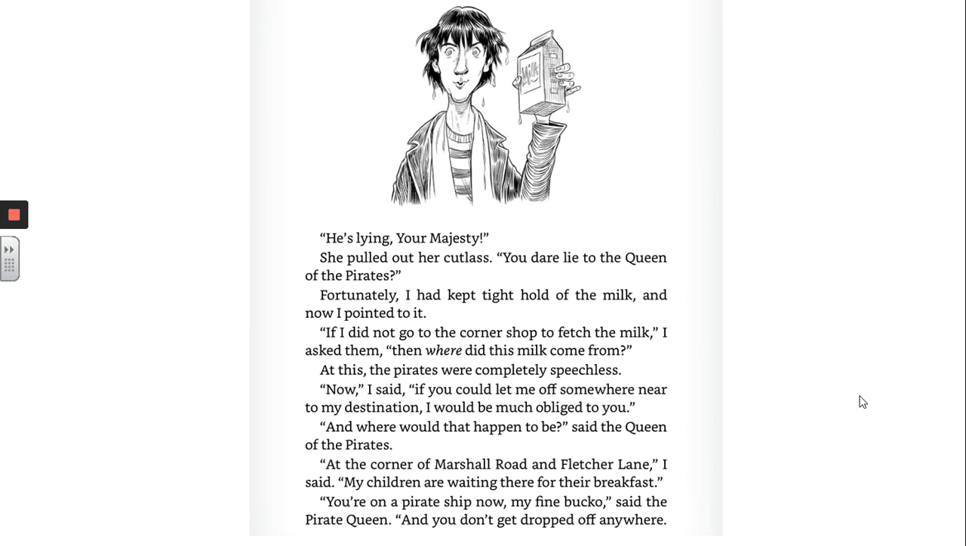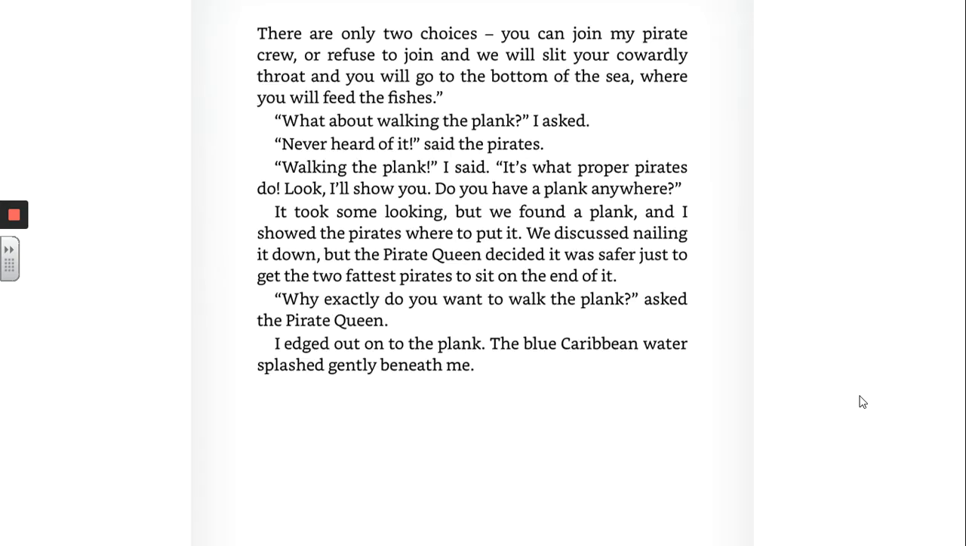Now, I said, if you could let me off somewhere near to my destination, I would be much obliged to you. And where would that be? said the Queen of Pirates. At the corner of Marshall Road and Fletcher Lane, I said. My children are waiting there for their breakfast. You're on a pirate ship now, my fine bucko, said the Pirate Queen. And you don't get dropped off anywhere. There are only two choices. You can join my pirate crew or refuse to join, and we will slit your cowardly throat, and you will go to the bottom of the sea where you will feed the fishes. What about walking the plank? I asked. Never heard of it, said the pirates. Walking the plank? I said.